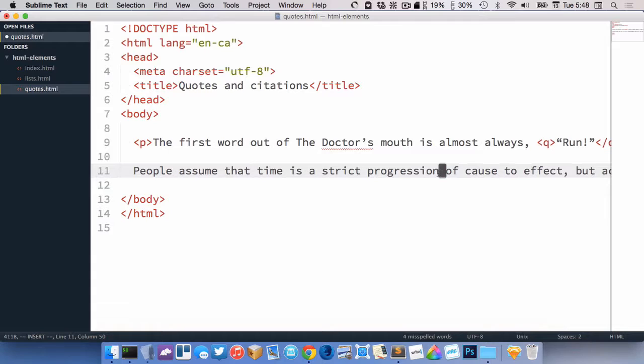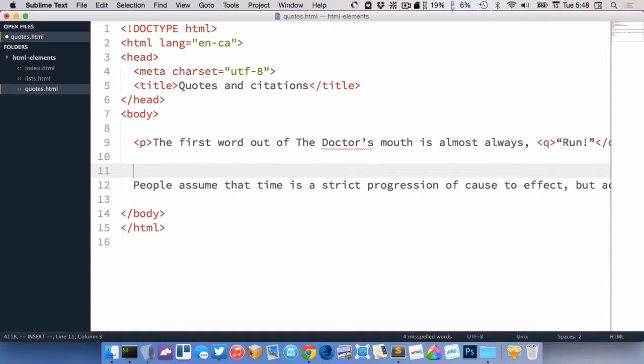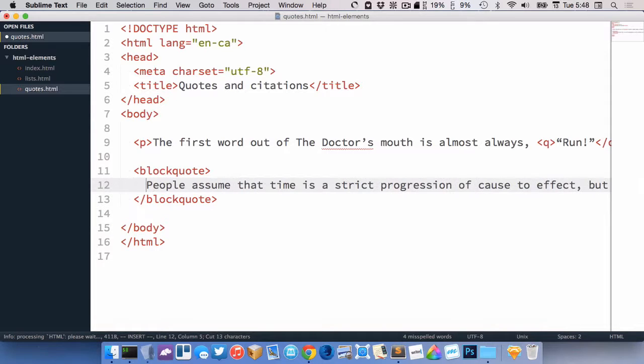It would probably be in its own paragraph. Maybe it'd be a pull quote or something like that. So this would actually be another type of quote. And in HTML, that's called a block quote, which looks like this. So you take the block quote tags and you wrap it around the quote itself.